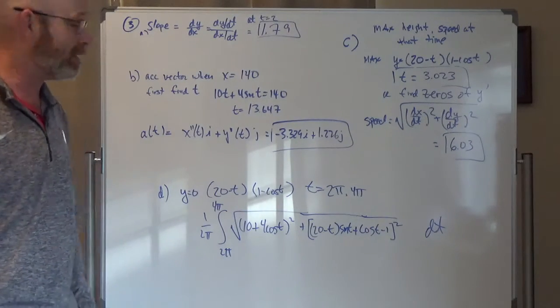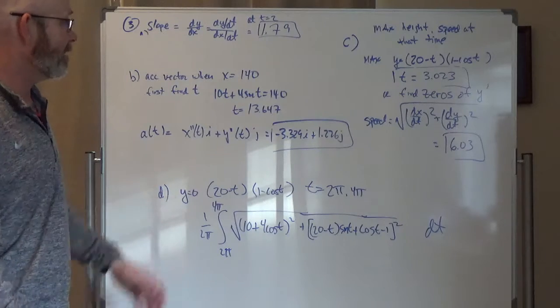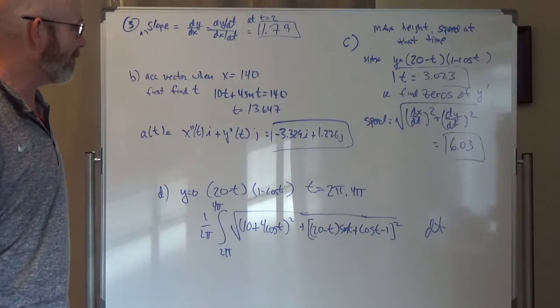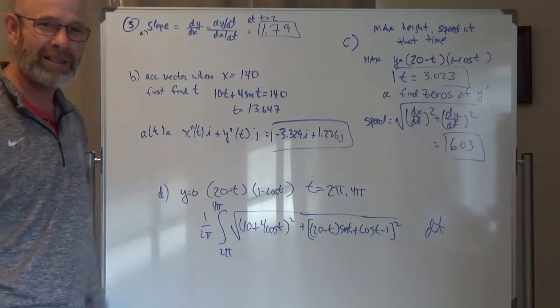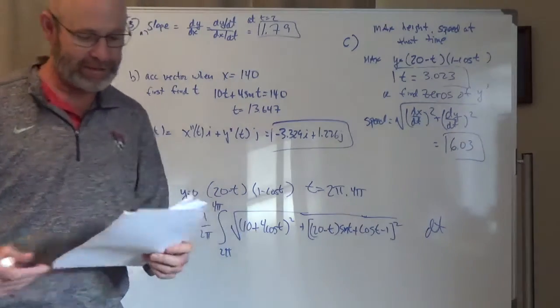Parametric equations, some people like them, some people don't like them. Again, a difference between AB and BC, a little bit more parametric stuff for us. So that's it on that one.